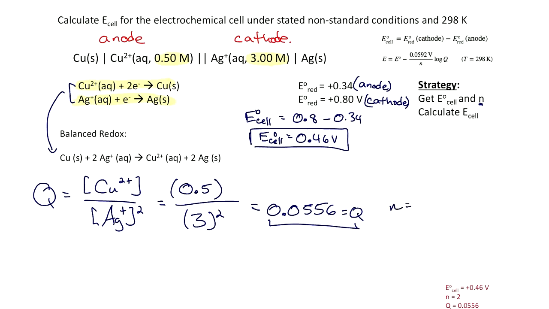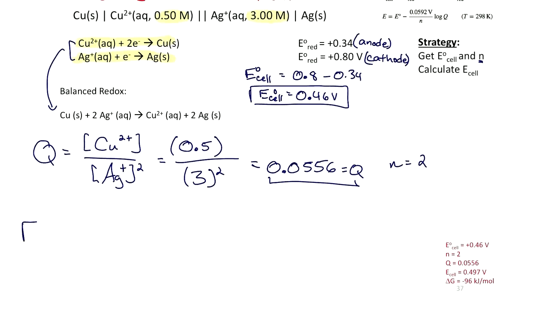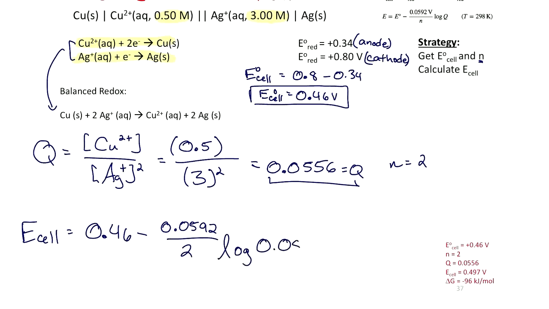So yeah, N is 2, and now it's just plug and chug, where the actual potential we read is 0.46 minus 0.0592 volts over N, which we just got is 2, times log of Q, which we just got is 0.0556. And so when we plug all of that in, the measured cell potential that we actually read with our voltmeter at these given concentrations is slightly more than what it typically is at standard conditions.